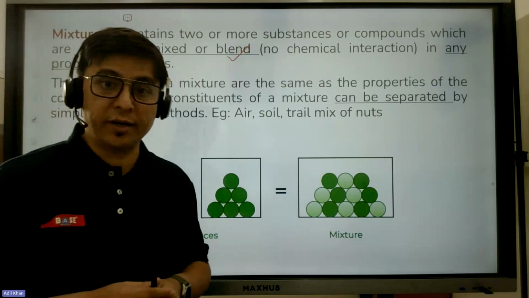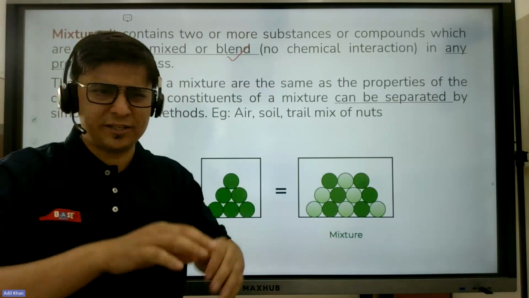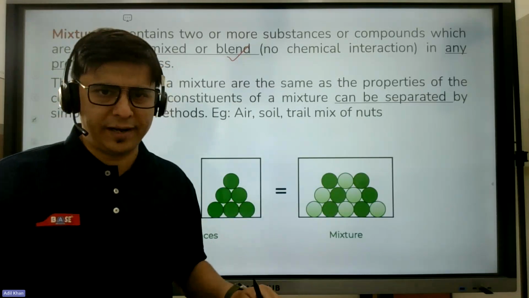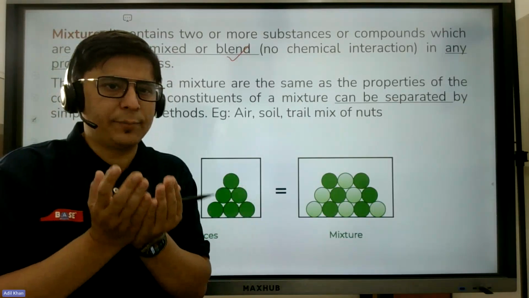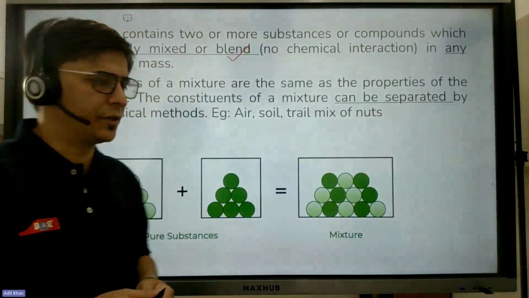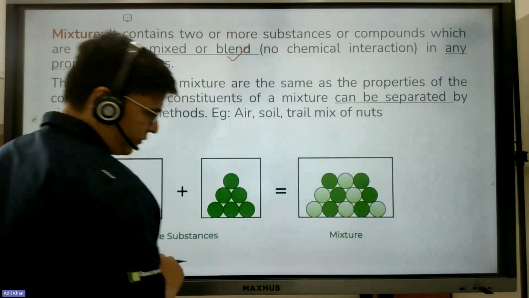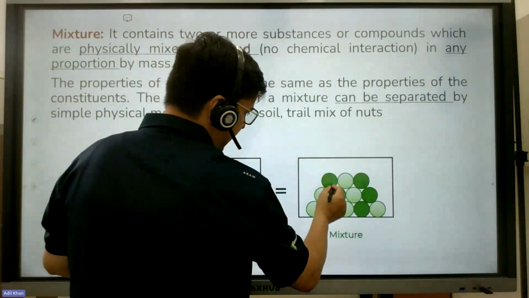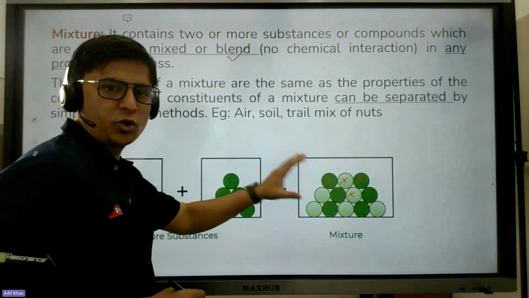So a mixture, in short, is made up of constituent particles by simple mixing, with no chemical interaction. The final product, the mixture, will contain the properties of all the constituent particles, and you can separate it using any physical method. This representation you see is an example of a mixture. In a mixture, you have two different types of constituent particles or balls. This is dark green and this is light green. So this is called a mixture.